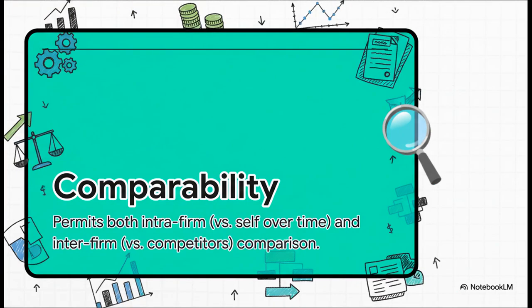And then there's comparability. This is what makes real analysis possible. It lets you compare a company's performance against itself over time, that's intrafirm, and against its competitors, which is interfirm. This is exactly why if a company changes an accounting policy, they have to tell you the financial impact. That way you can still make a fair apples-to-apples comparison.